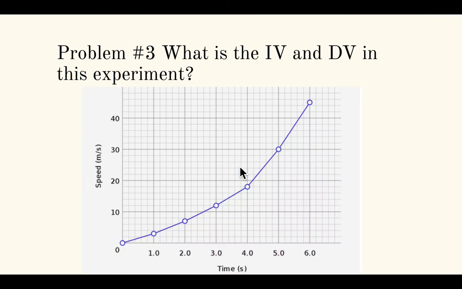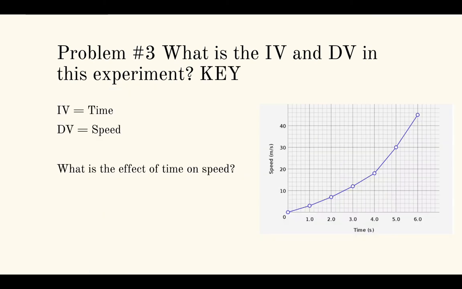So let's look at this one. Can you just identify by looking at the graph what the IV and the DV would be in this experiment? See if you can. And see if you can formulate a question that would be the question that this graph was answering. So the IV is on the x-axis, so that's time, and the DV is on the y-axis, and that's speed. So this looks like an acceleration graph, but what is the effect of time on speed? So it looks like as the time increases, so does the speed.